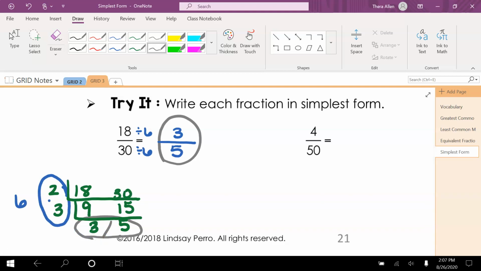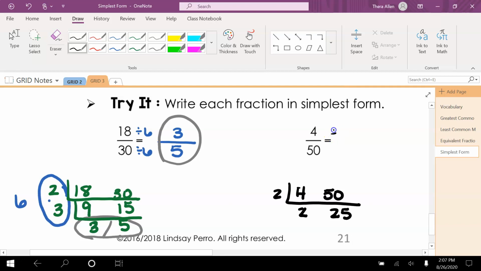Let's look at 4/50. Once again, the ladder method is my preferred method, 4/50. I know that 2 can go into both. 2 goes into 4 2 times. 2 goes into 50 25 times. There's not anything that can go into 2 and 25. That means that 2 is my greatest common factor. I'm dividing the numerator and the denominator by 2.